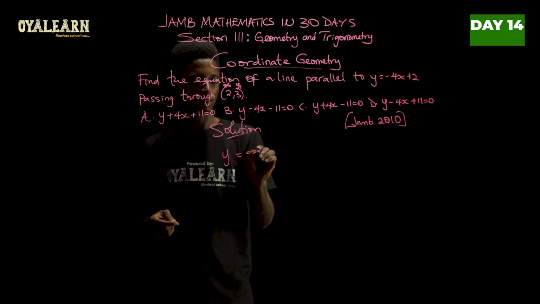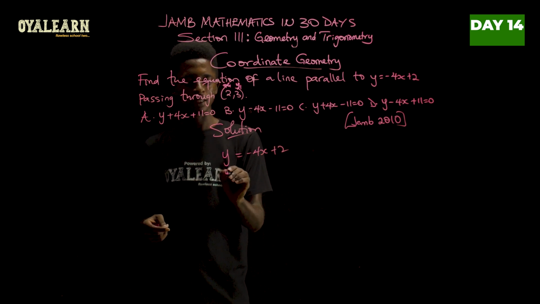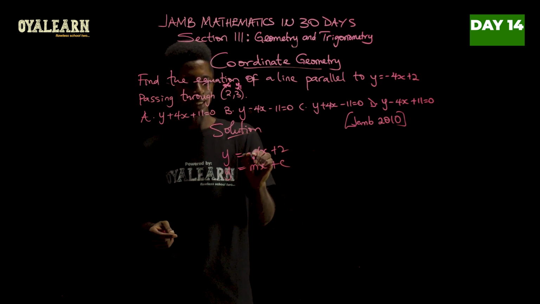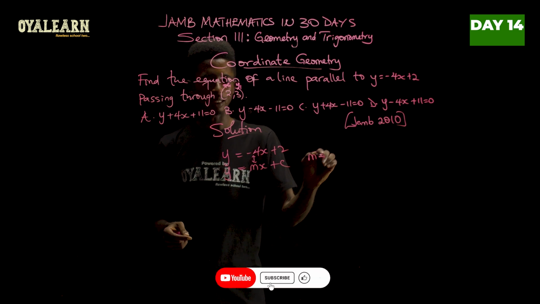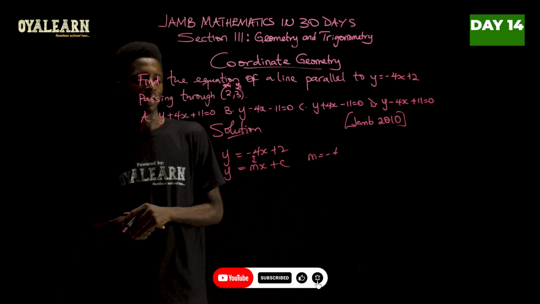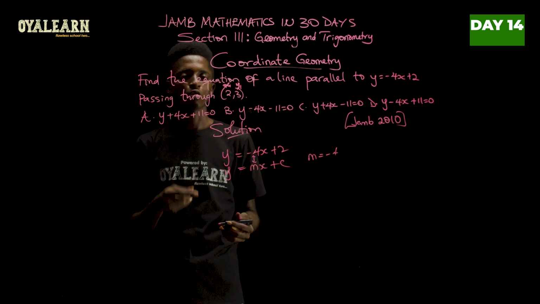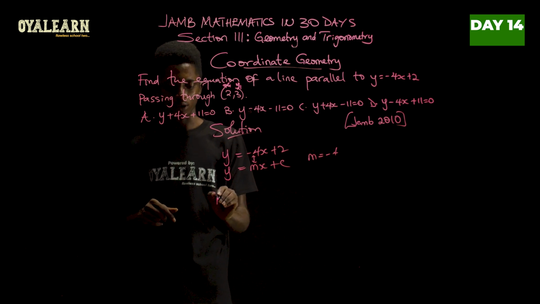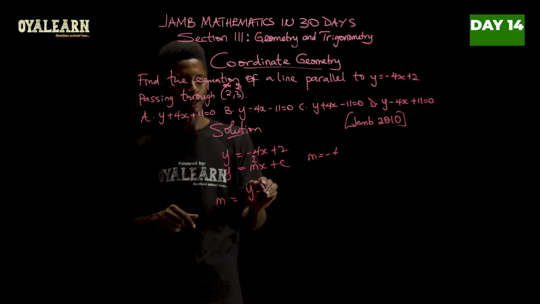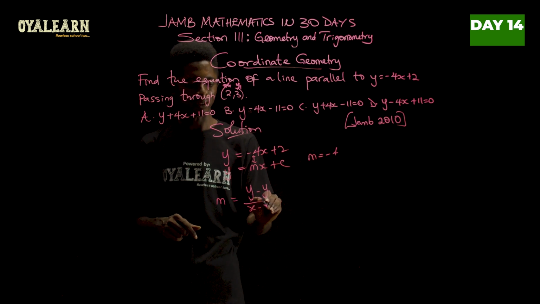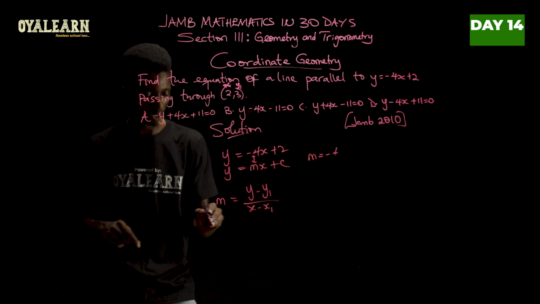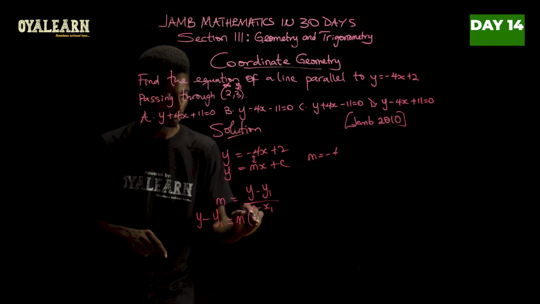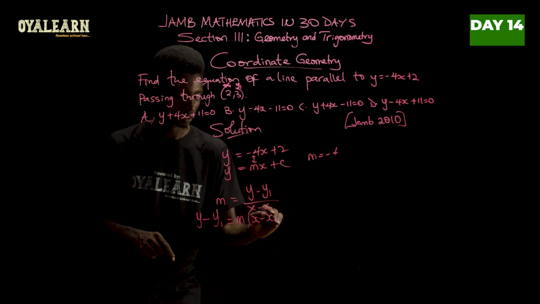Comparing y = minus 4x + 2 with the general equation, which is y = mx + c, we see that our slope m here is minus 4. Now, if the slope is minus 4, we can then go on to find the equation of the second line, taking this as x1 and y1. So our slope should be y minus y1 over x minus x1. Working with this, we can then say y minus y1 equals m into x minus x1.